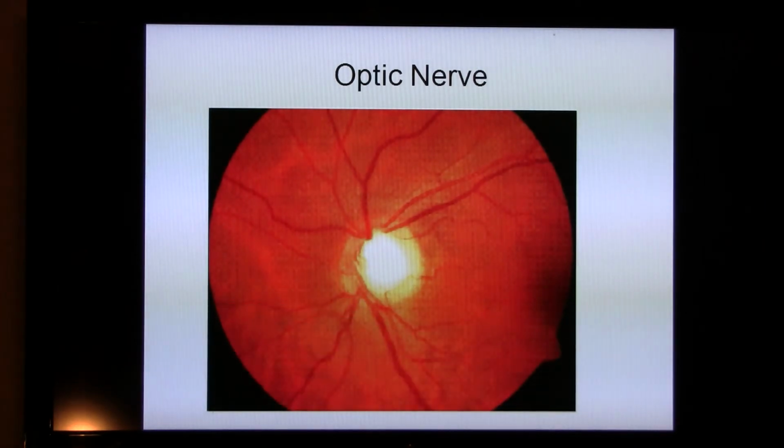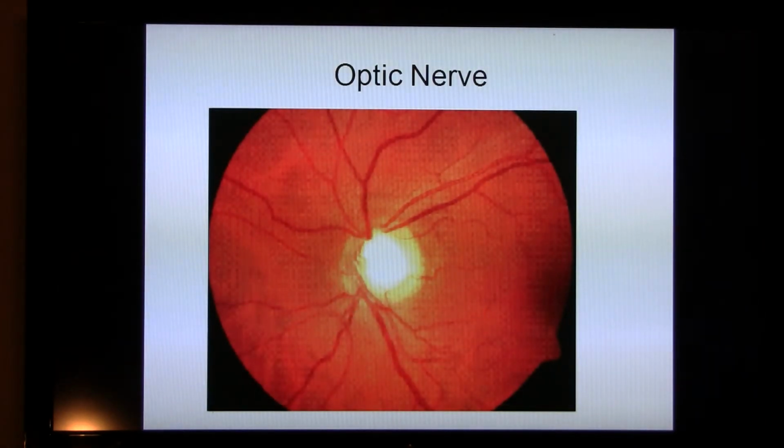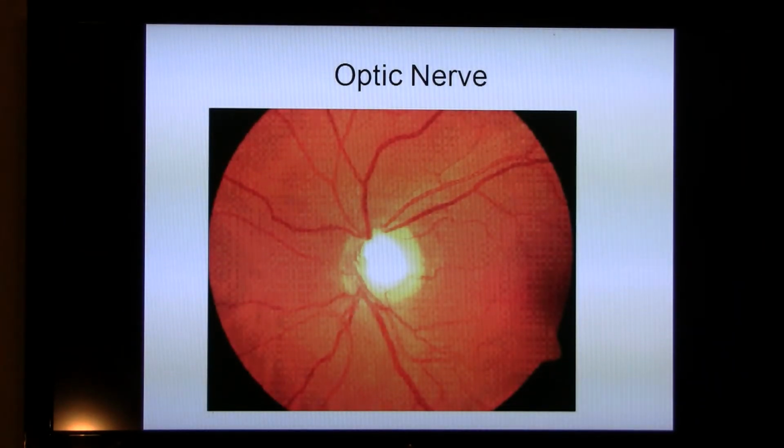The next part of the eye is the optic nerve. It is a bundle of nerve fibers that carries vision-related impulses from the retina to the brain. It funnels all the information from the retina and sends it to the optical cortex. Rods and cones transmit stimulus to the optic nerve, and it is the lighted portion in the photo.